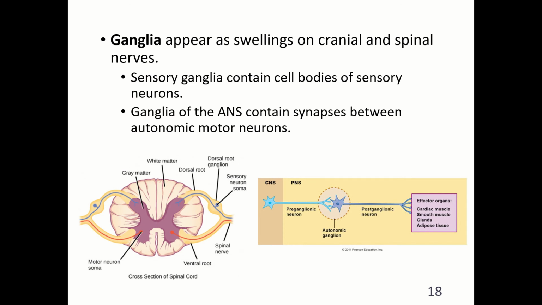Ganglia appear as swellings on cranial and spinal nerves. There are sensory ganglia and motor ganglia. Sensory ganglia contain the cell bodies of sensory neurons. Ganglia of the autonomic nervous system contain synapses between autonomic motor neurons. The illustration on the left shows a sensory ganglia. It is close to the spinal cord and contains the cell body of the sensory neuron.